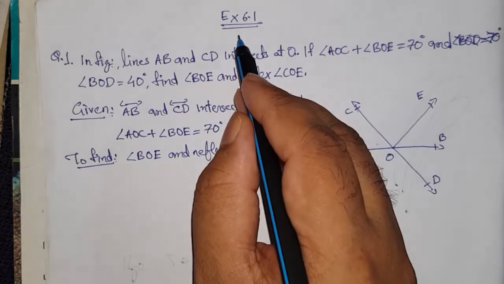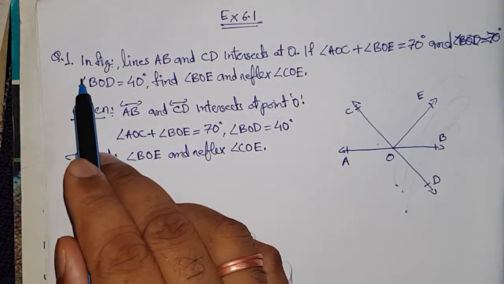We have gone through theorem 6.1, that is, if two lines intersect at a point, then vertically opposite angles are equal. So this we have already done in different videos. Please watch those videos. So today we'll start exercise 6.1. Student, we'll start exercise 6.1, that is question number 1.